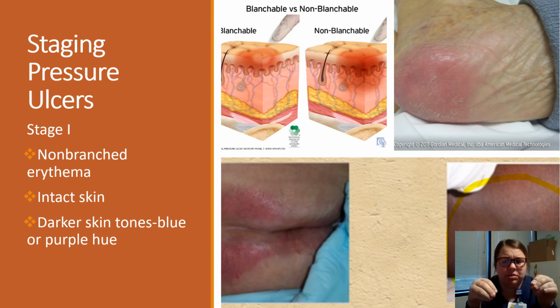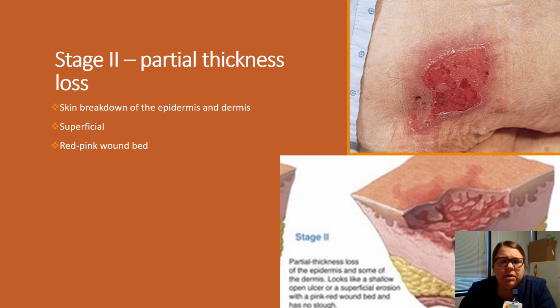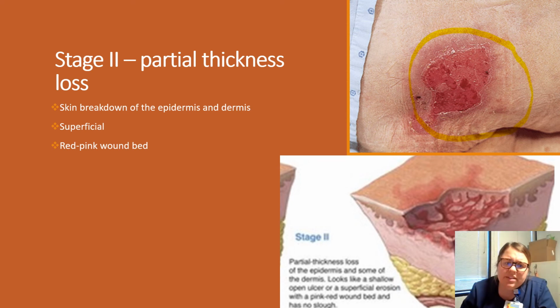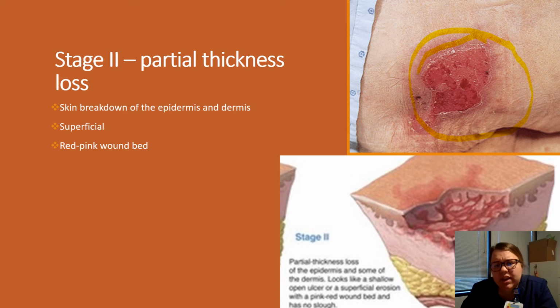But when it's non-blanchable, okay, you're pushing down on that ankle. Okay, let's go to that ankle in the right upper corner. But yet it never goes white. It stays red the entire time. It's non-blanchable. Stage 2 is partial thickness loss. So the skin breakdown of the epidermis and the dermis. This is superficial. There's a red-pink wound bed. So right here, this is the buttocks. So the wound bed is nice red and pink. The outer part, you can see the edges. And then you can also see right here, okay, the actual skin that's surrounding it. It's red and inflamed.